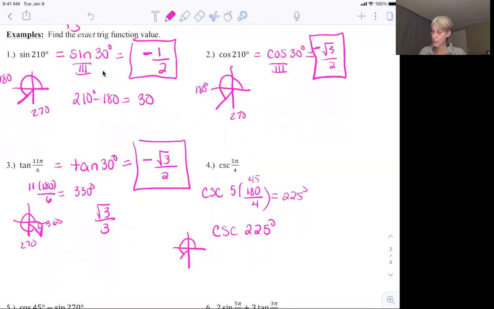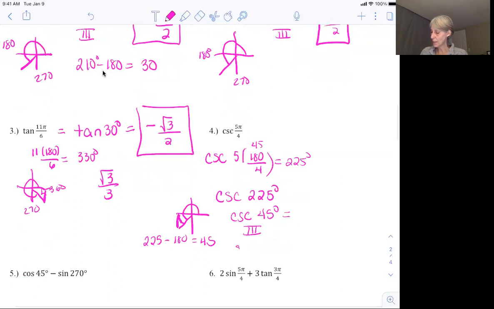225 degrees is a third quadrant angle. So I'm going to do 225 minus 180 to get the value of this piece here, this reference angle, right? And so we're going to set up the cosecant of 45 degrees in quadrant 3. Well, the cosecant of 45 is the same as the sine of 45, but flip it.